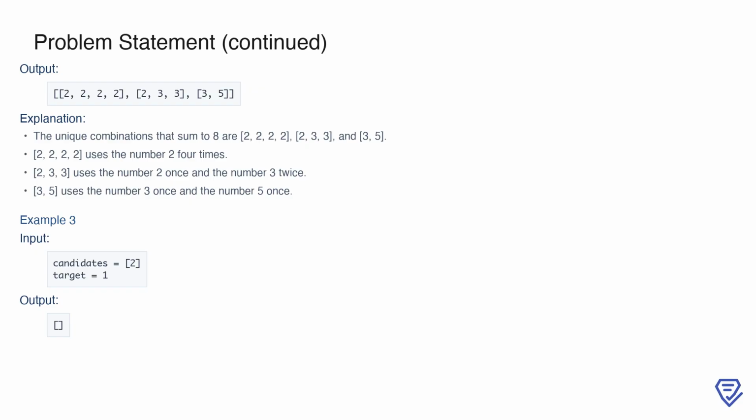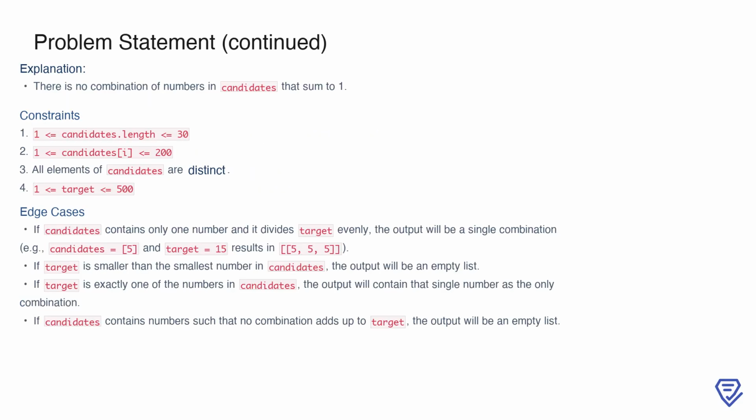Now, for a different case, if candidates is 2 and the target is 1, the output would be an empty list because it's impossible to form the target using the given candidates. To explain further, when candidates is 2 and target is 1, no combination of the number 2 can sum to 1, so the result is simply an empty list.